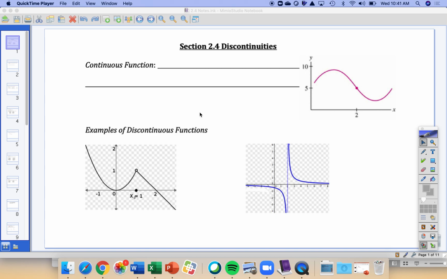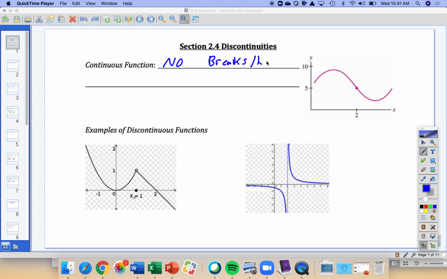Today, we're going to be looking at continuity and discontinuities and trying to figure out when a function is continuous and where it might not be continuous. So, when we talk about continuous functions, think to yourself, what does it mean to be continuous? There is official mathematical vocabulary that we could use, but we're going to get to that in a minute.